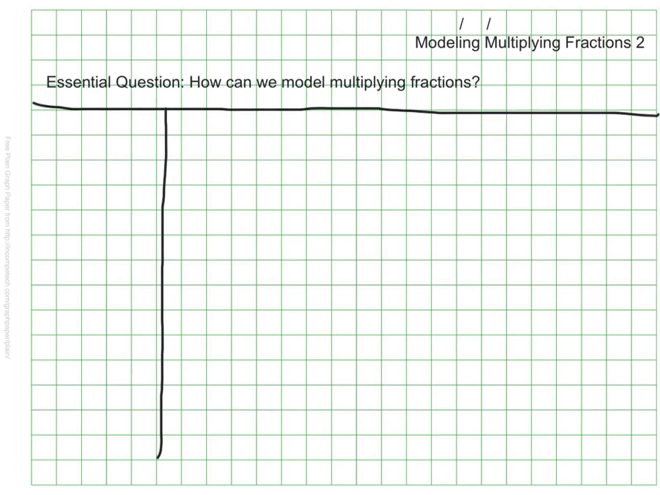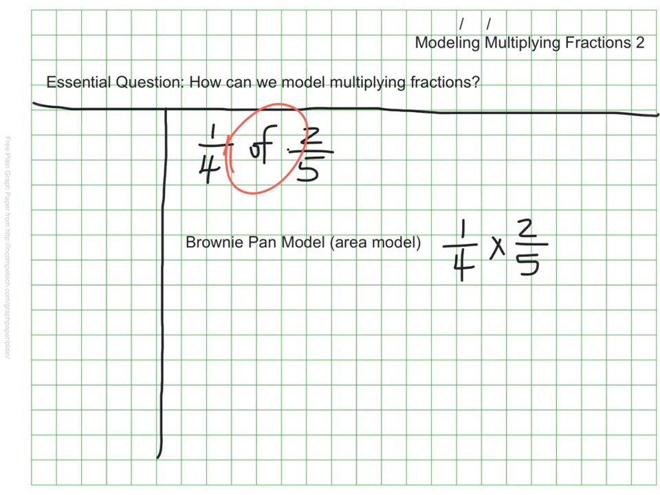We've already seen one way to multiply fractions with models, and let's just do a quick review of that strategy. Let's say we want to find 1/4 of 2/5. Remember that the "of" is a clue word that tells us that we need to multiply. We can use the brownie pan model, also called the area model, to display 1/4 times 2/5.